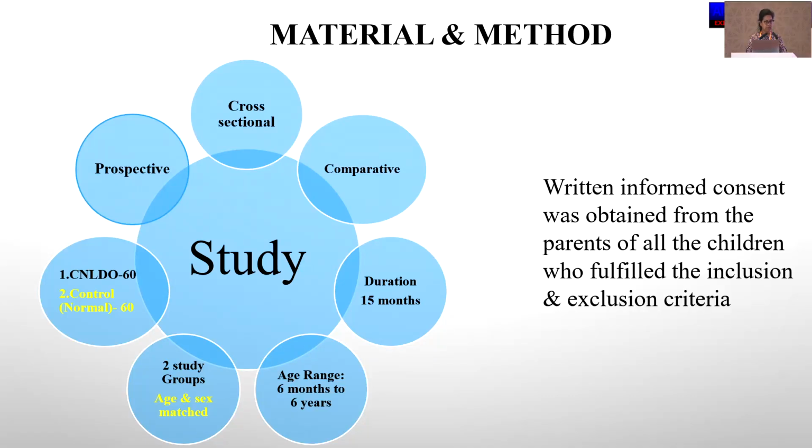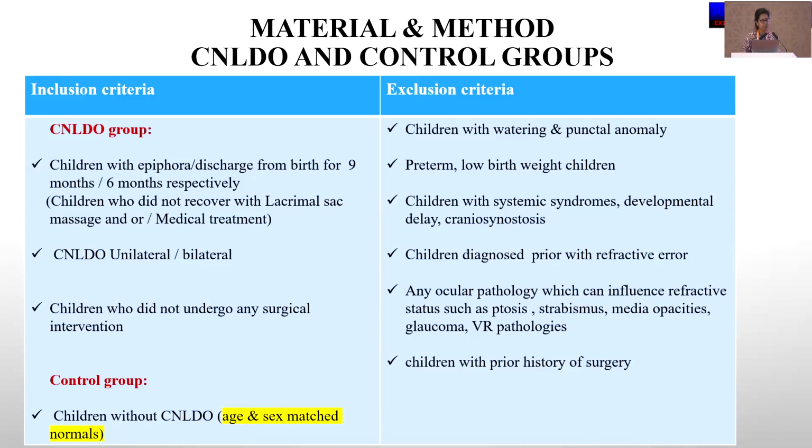The first was the CNLDO group comprising 60 children, and the control group, which was age and sex matched, also including 60 children. Written informed consent was obtained from parents of all the children who fulfilled the inclusion and exclusion criteria. In the CNLDO group, we included children with epiphora or discharge from birth for 9 months or 6 months respectively, that is, children who did not recover with lacrimal sac massage and or medical treatment. It was unilateral or bilateral, and they did not undergo any surgical intervention.